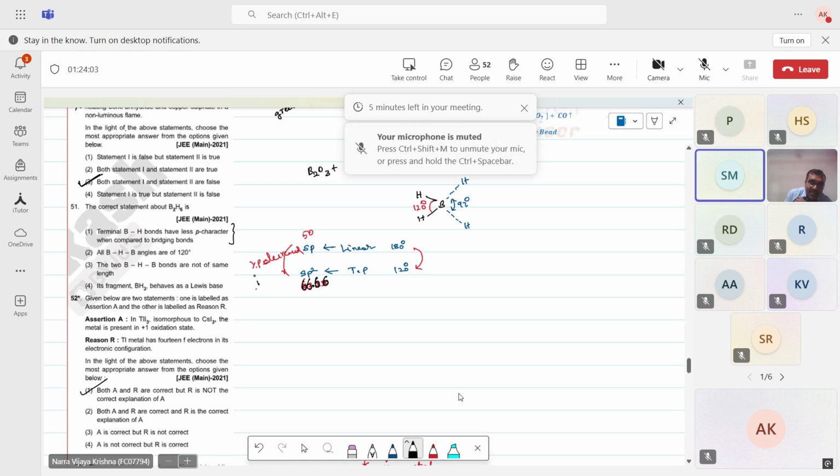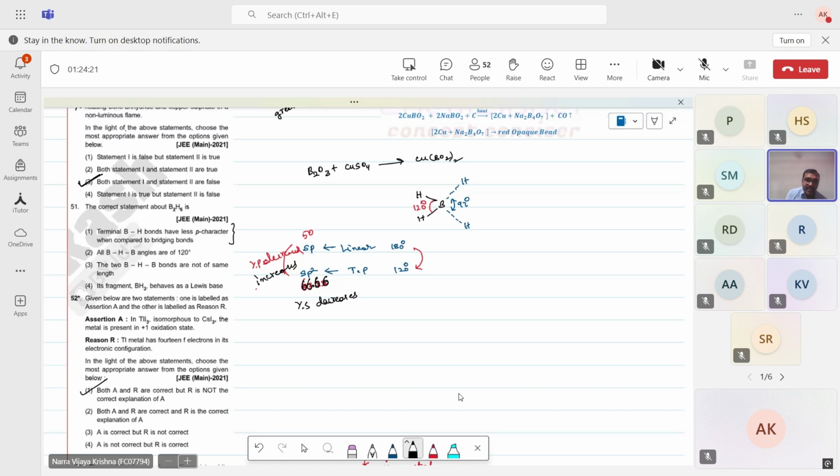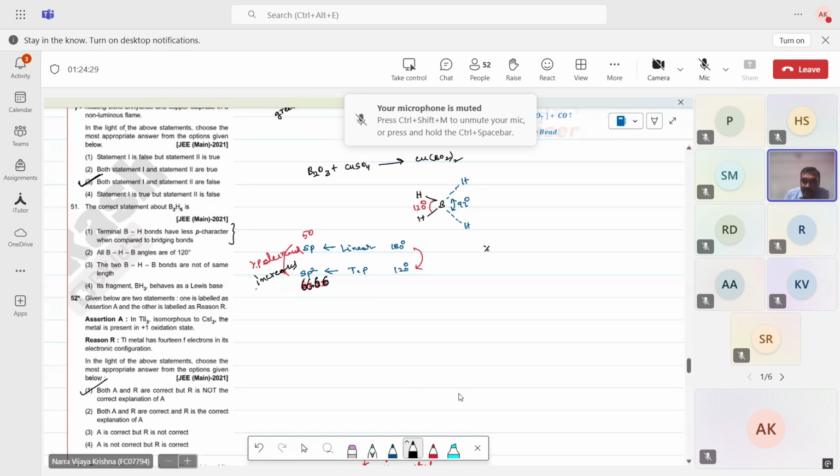Percentage P character increases. What about percentage S? It decreases, sir. Generally, we always talk about percentage S character, correct? If percentage S character increases, electronegativity increases, right? And bond angle increases. Percentage S character increases means bond angle increases, correct?